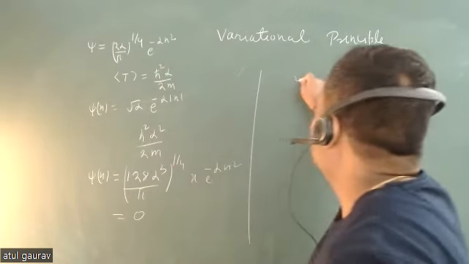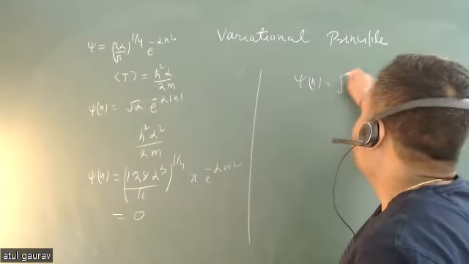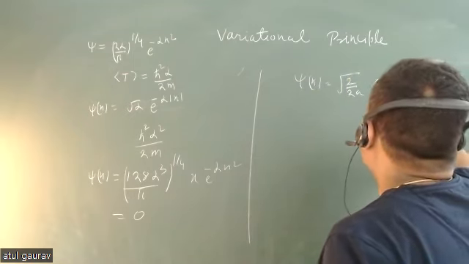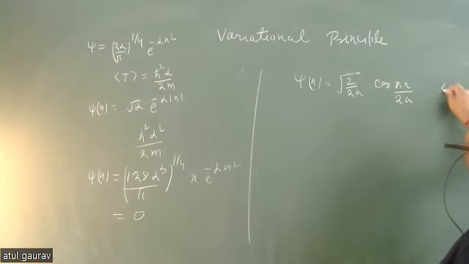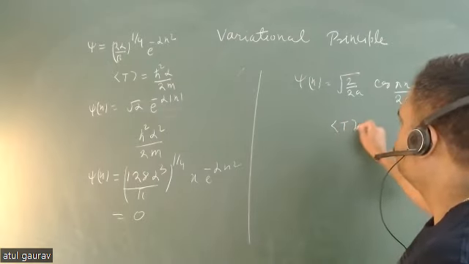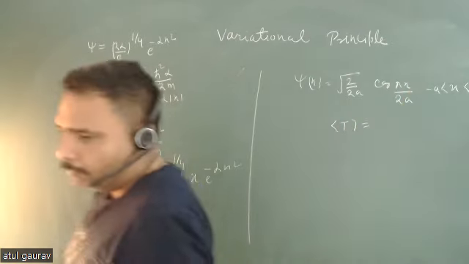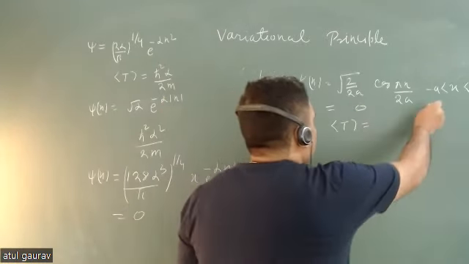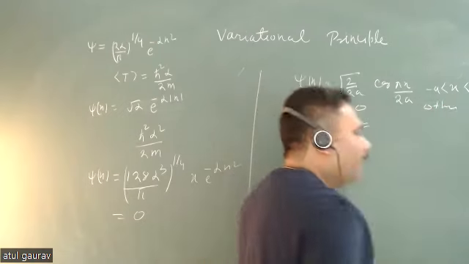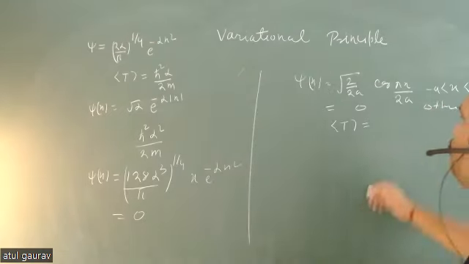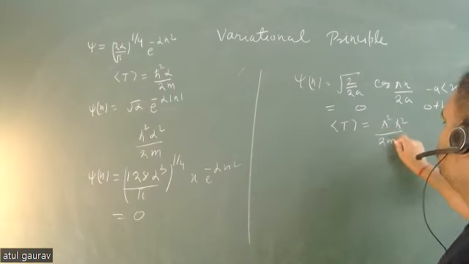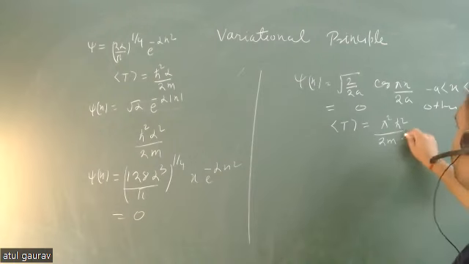Suppose your psi(x) is equal to root (2 by 2a) cos(pi x by 2a), where x is between minus a to plus a, and 0 otherwise. What will be the kinetic energy? pi square ħ square upon 2m a square, not ma square, this is 2a square.